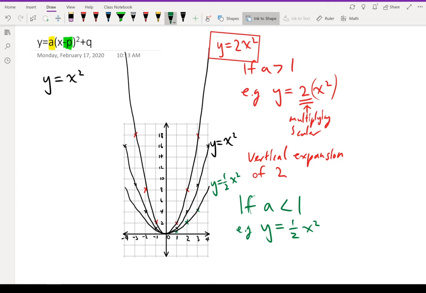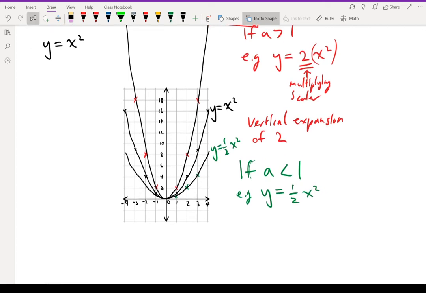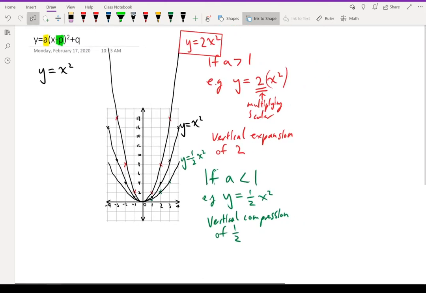Okay, so that's the meaning of half of x squared. If a is less than 1, then we say that there is a vertical compression of half. It's compressing the values to half. If a is bigger than 1, it's an expansion. If it's less than 1, it's going to be a compression. Hope that clears up some misunderstanding about the a over there.